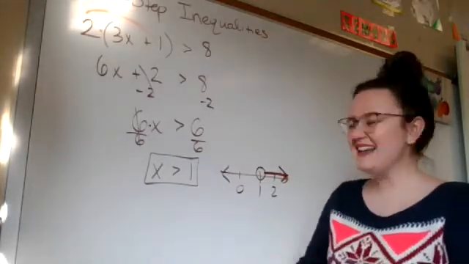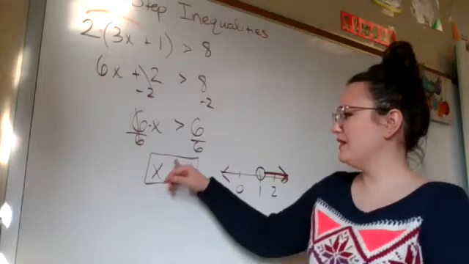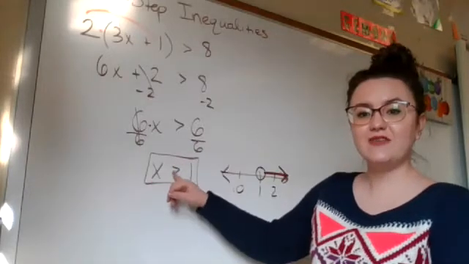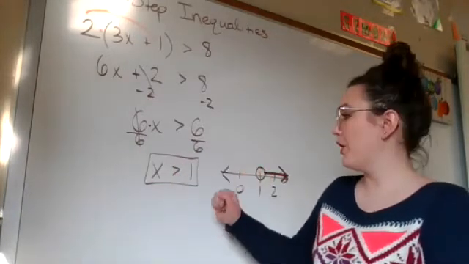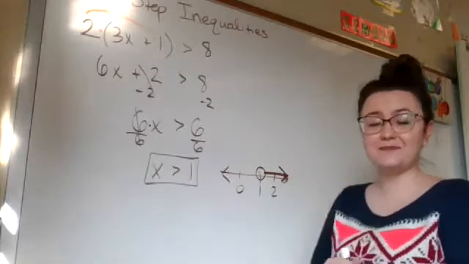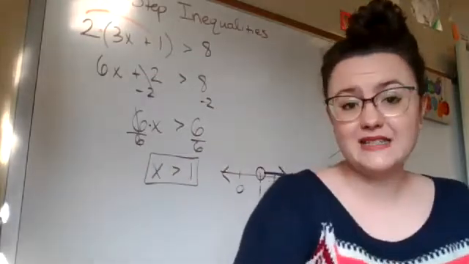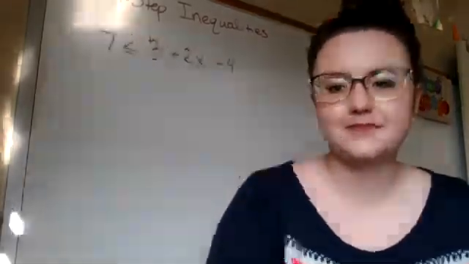Another way you can think about it is look at this inequality symbol. If your variable is on the left, then the inequality symbol acts like an arrow, and it's showing me to shade to the right. Okay, so there's our first multi-step example with distribution.